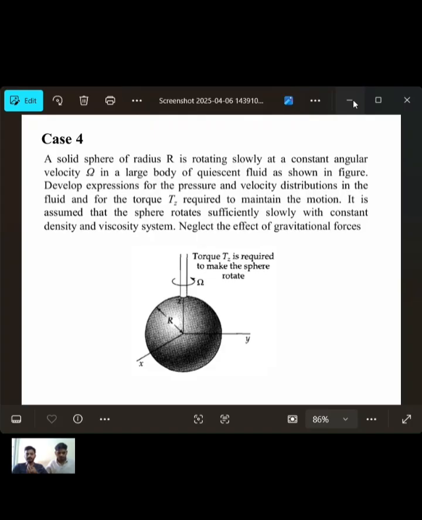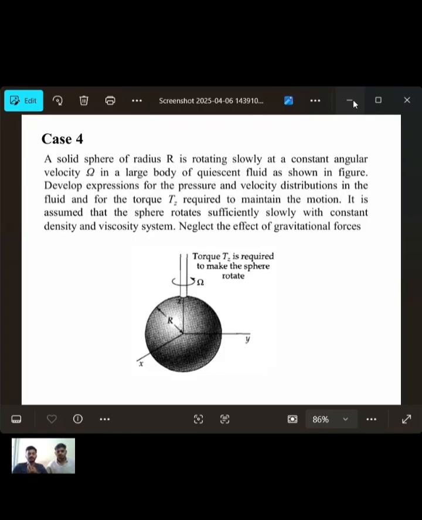Quiescent condition means if we are rotating our sphere at a very constant, very small velocity omega, then the disturbance by this sphere is only over a very small distance. The disturbance cannot go very far. Like if we are rotating a very small sphere, 2 or 3 centimeters in diameter, in a very large swimming pool, that effect is very small and it will be only in a very small space.